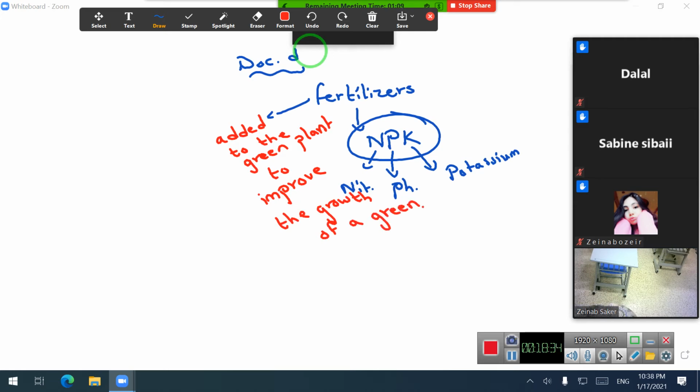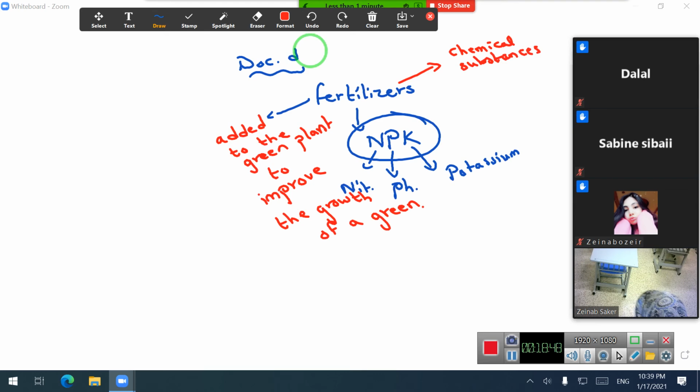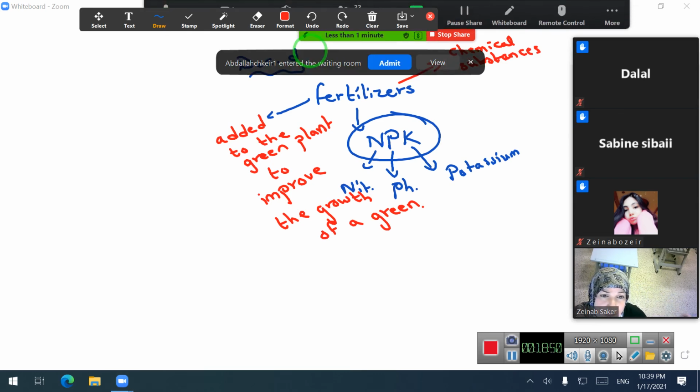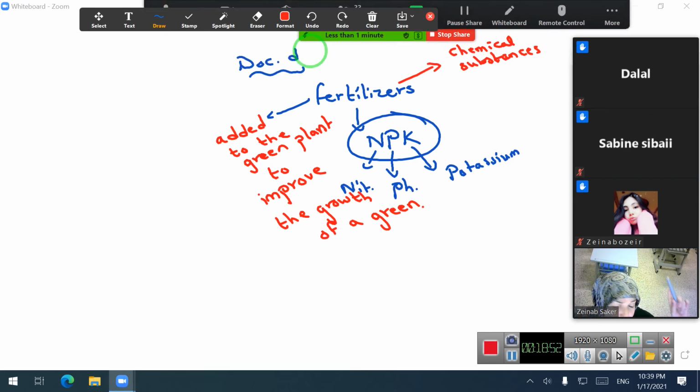So fertilizers are chemical substances added to green plants to improve their growth or development. So this is all about the important needs of a green plant.